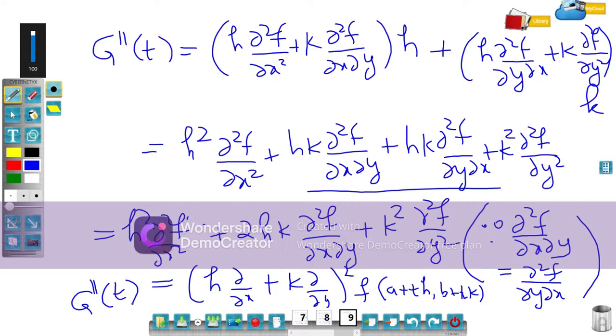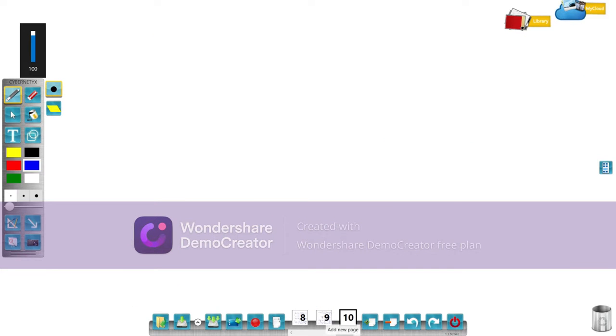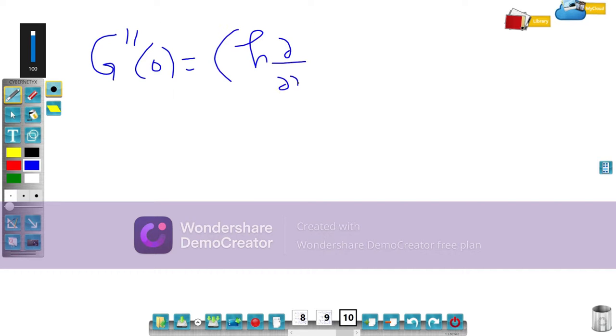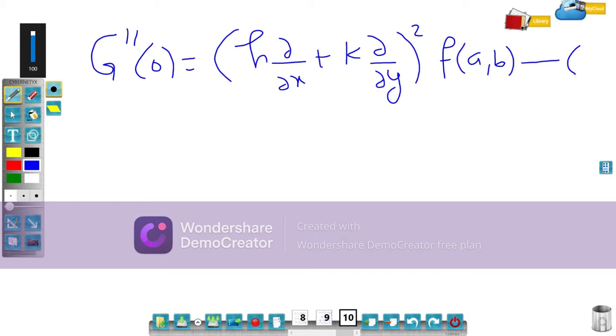Now again, if I replace t is equal to 0, then I will get (h ∂/∂x plus k ∂/∂y) whole square f evaluated at a comma b. So g double dash at 0 will be (h ∂/∂x plus k ∂/∂y) whole square f evaluated at a comma b. Let's call this number 2.